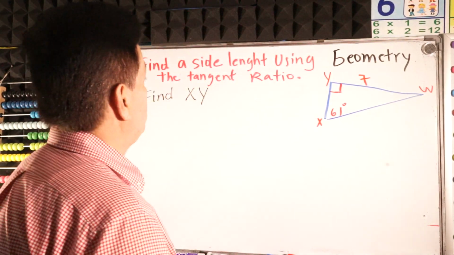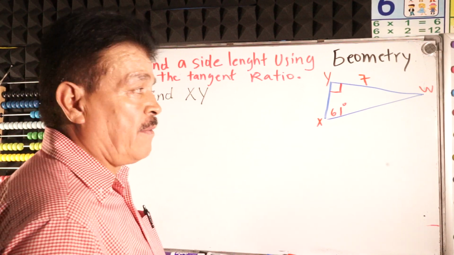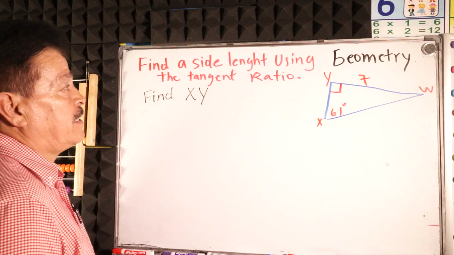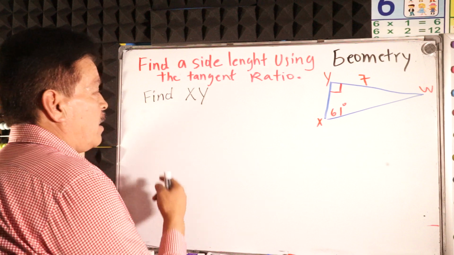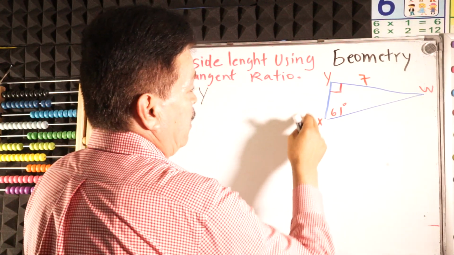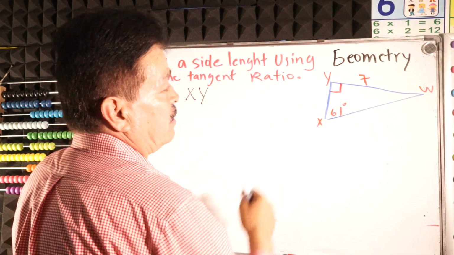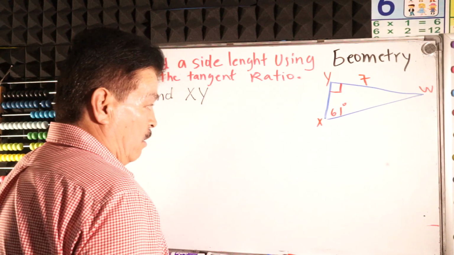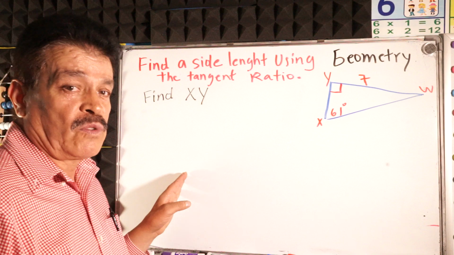We have some problems for today in our geometry class. Find a side leg using the tangent ratio. Right now we have to find XY. How much is XY in this right triangle? Before that, we need to see what our class is about today.